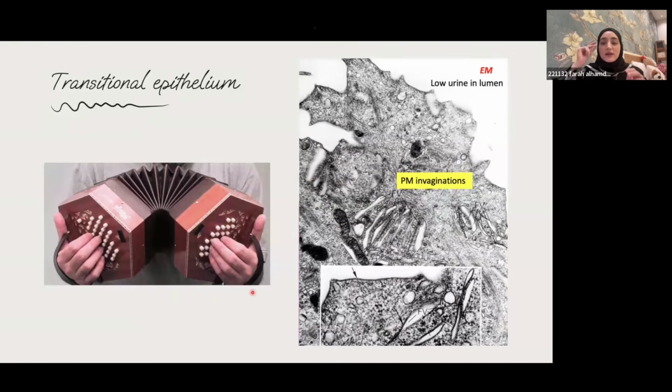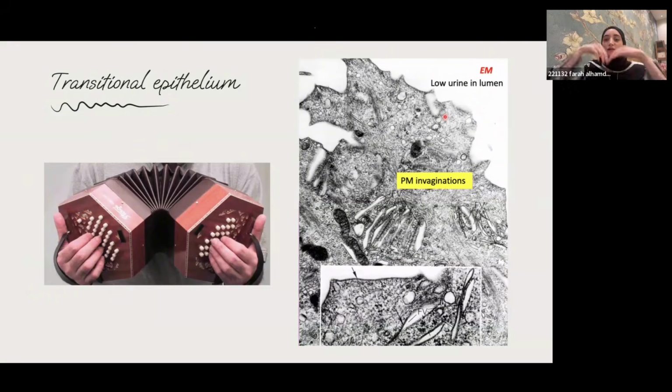This is the special thing about transitional epithelium. Dr. Annie put this picture of an accordion, and I think it's a perfect analogy for the plasma membrane and transitional epithelium. These transitional epithelial cells are dome-like when there's low volume; they're cuboidal, holding the volume. But when there's high volume, they need to make more space, so they open up. But then when there's low urine volume, where does all this plasma membrane go when you're squeezing them?